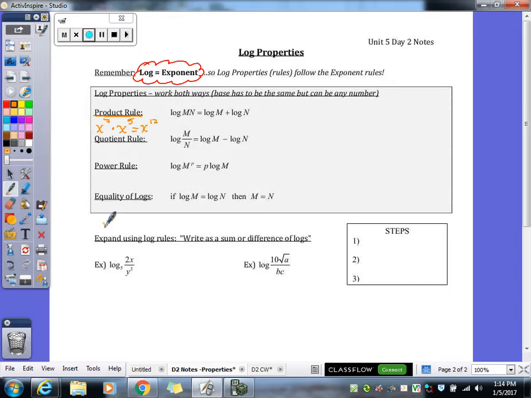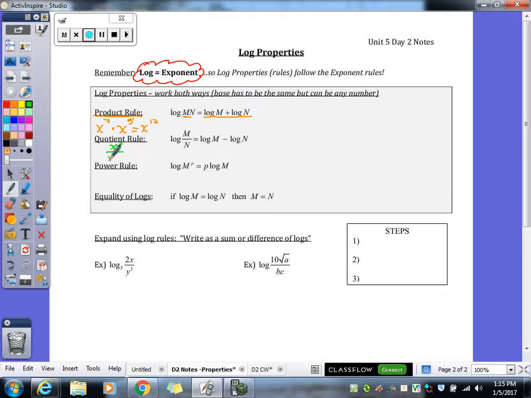Same thing happens with your logs. If you are multiplying two things, that really means you want to add their logs together. It's the same as your exponents because your logs are your exponents. So if you're multiplying them, that really means you're adding your two logs together.